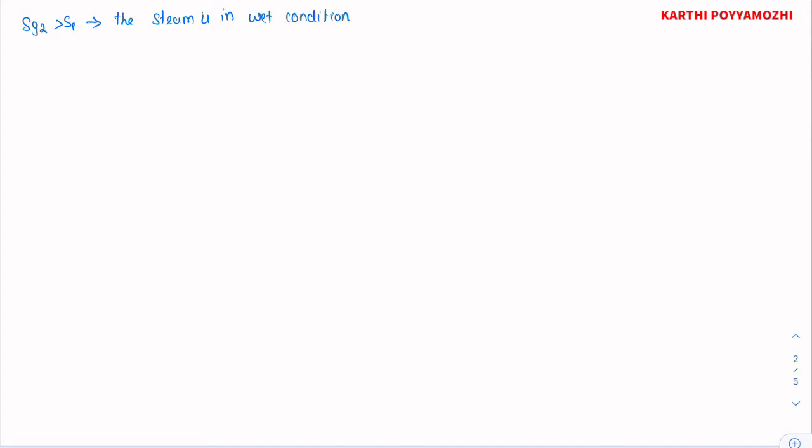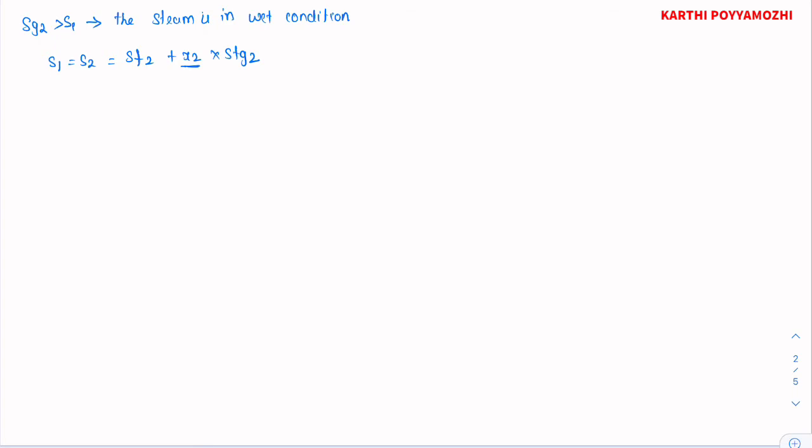So, we have to use the equation S1 equal to S2, which is equal to Sf2 plus X2 into Sfg2, in order to find the dryness fraction at the state point 2. We have to find the dryness fraction at the state point 2 in order to find the enthalpy at the state point 2, since in the enthalpy equation the dryness fraction is unknown.